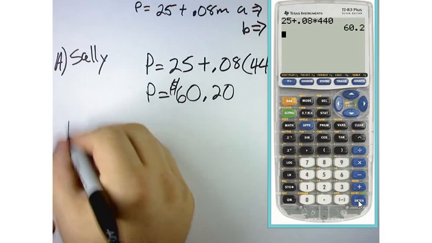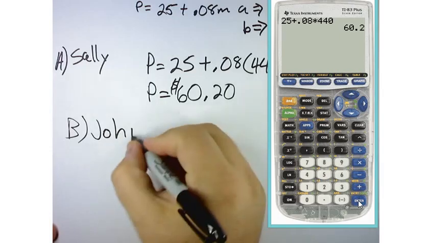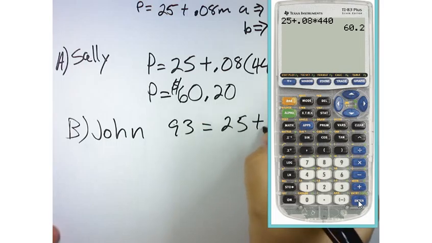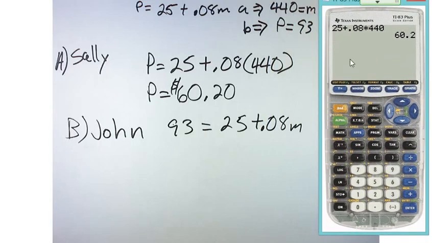And then for part B, what's this guy's name? John. John actually got paid $93, and they want to know how many miles he drove. So how could I solve that? Well, one way to do it, we could do it algebraically, but if we're taking the ECT and we're in a big hurry, couldn't I say y equals 93? And couldn't I put on the other side 25 plus 0.08x and graph the two?